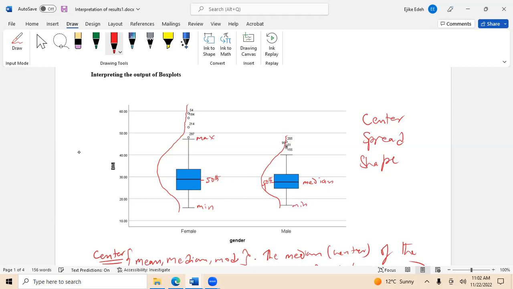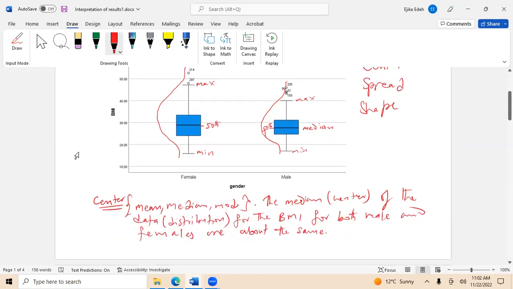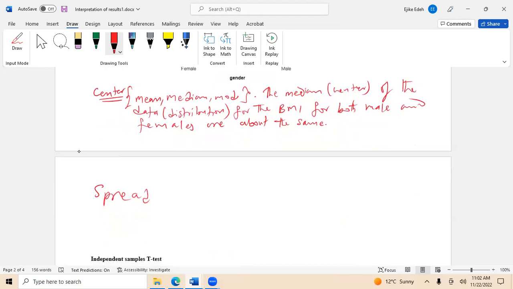You can also think about, essentially, if there are outliers or the minimum and the maximum, they could give you an idea of the spread. So looking at this, it's obvious that the female BMI is more spread out than the male BMI, right? So we could say the female BMI is more spread out than the male BMI.